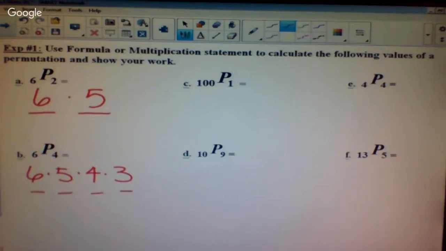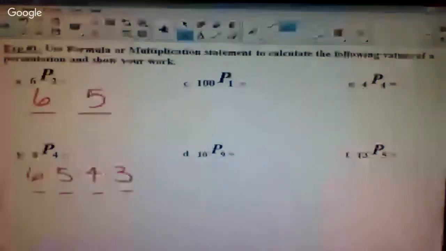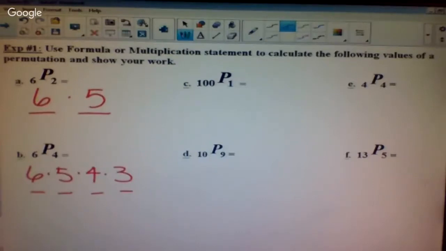With that being said, what is 100P1, sorry? 100. I start with 100 and I only have one slot to fill. It's only 100. Okay. What about 10P9?